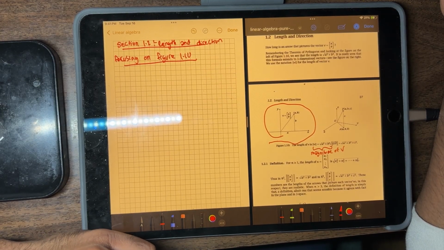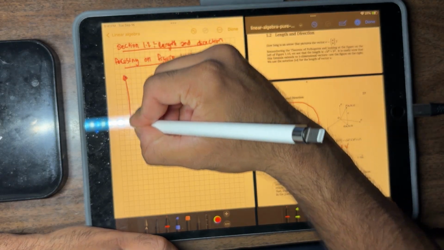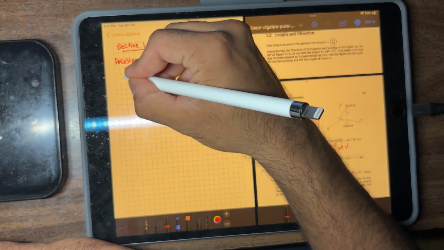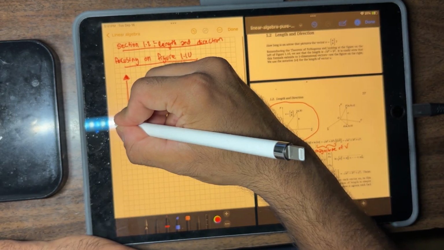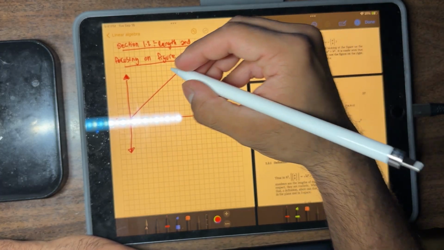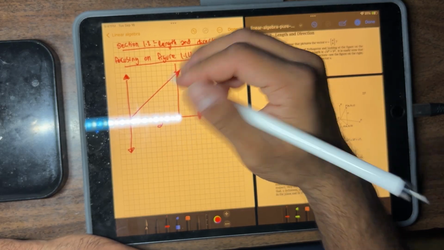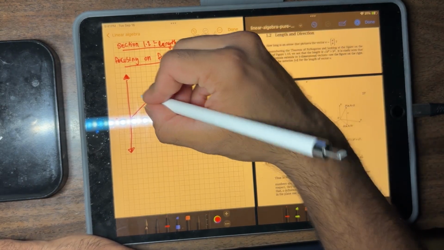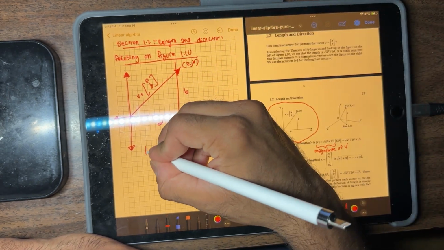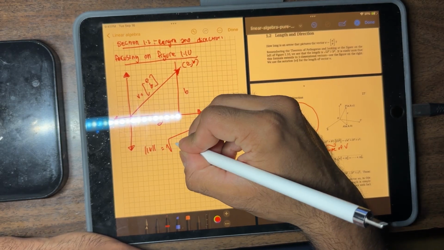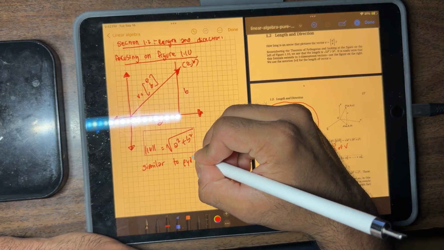So to calculate length, I'm going to draw the graph out. If I have the base A and the height B, this will be my vector, represented as AB with some coordinates A, B. If I were to calculate the magnitude of it, this will be the square root of A square plus B square. So this is similar to the Pythagorean theorem.